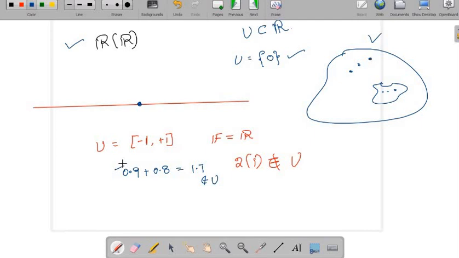There may be some elements in it, like if you add those two, they stay in U only. For example, if you take 0.5 and 0.4, if you add them, the result is 0.9.